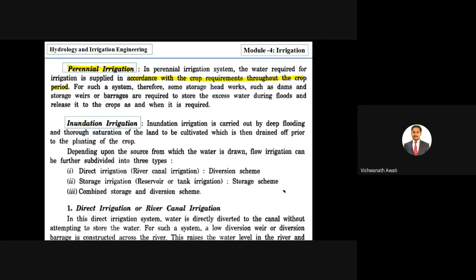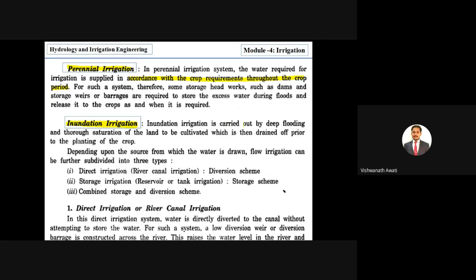Next is inundation irrigation, or flood irrigation. For example, it is like paddy agriculture. When you see paddy agriculture, right? Before planting the crop, it is inundated or flooded. After that, the plantation is made in the water. So here it is almost the same, inundation irrigation.